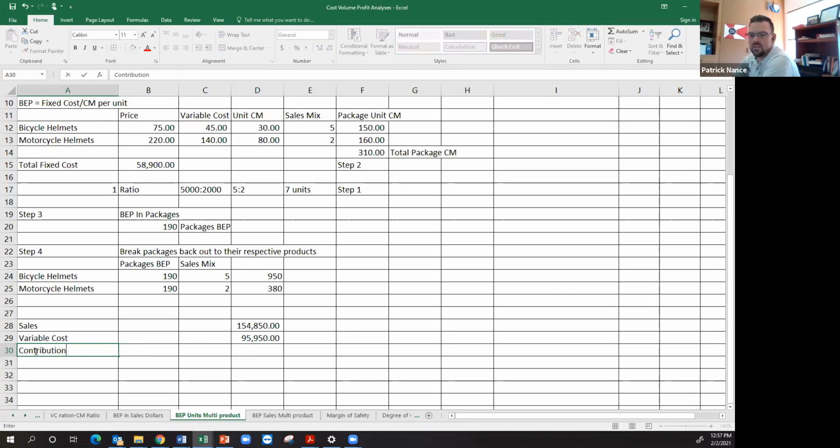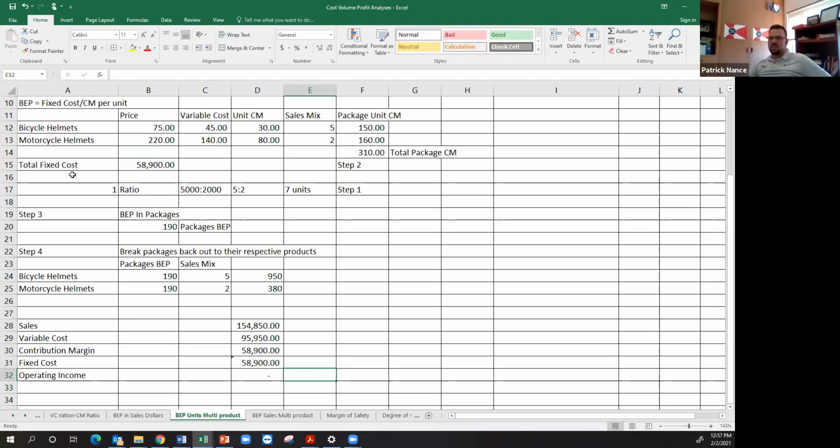Now, if we've done this correctly, we should be able to tell where this is going. If I've done this correctly, then my contribution margin should equal my fixed cost, because that will leave my operating income at 0. So my sales minus my variable cost, and then my fixed cost is 58.9. So I am at the break-even point with an operating income of 0 when I sell 190 packages.